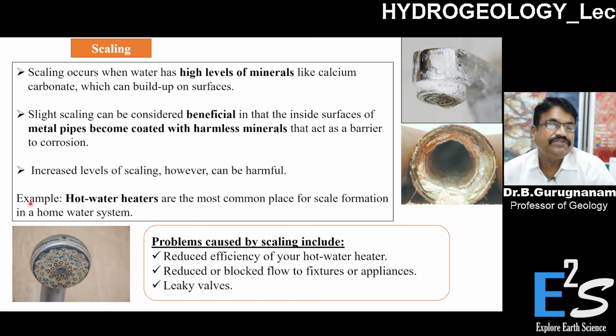Scaling is the major issue, not only with respect to agriculture but also for domestic use. Metal pipes become coated with harmless minerals, but you have to be very careful, because an increased level of scaling can be harmful. For example, hot water heaters are the most common places where scale forms.